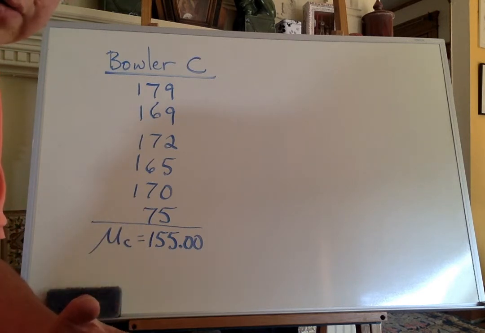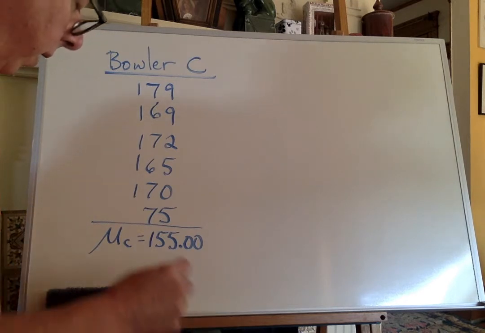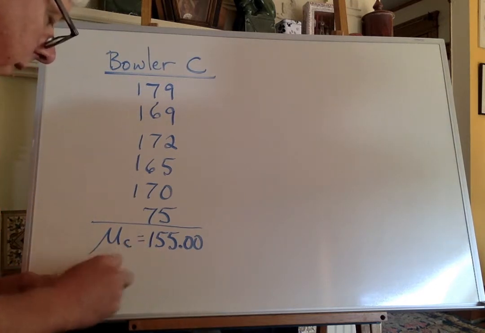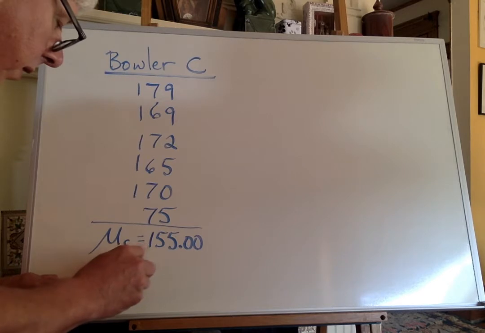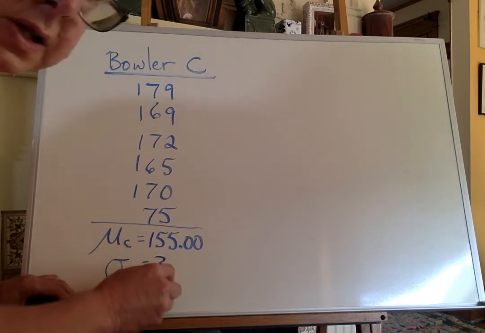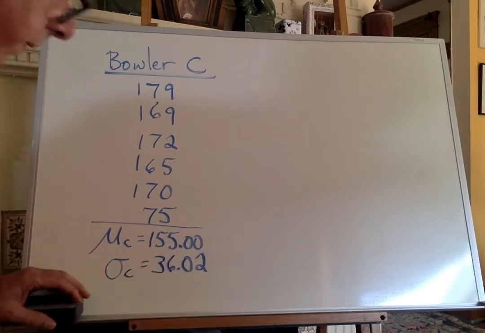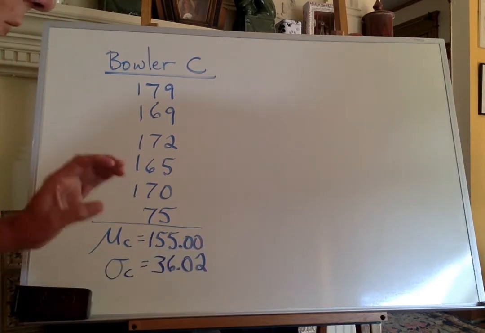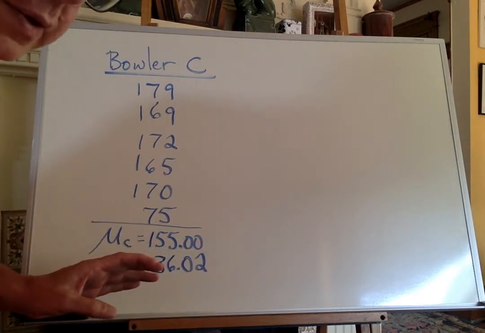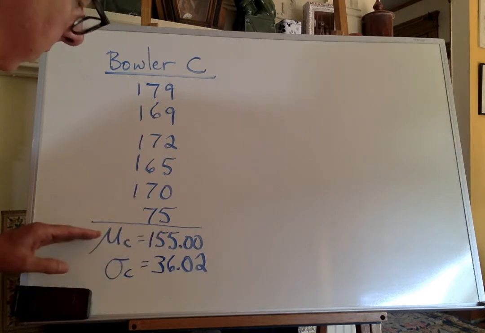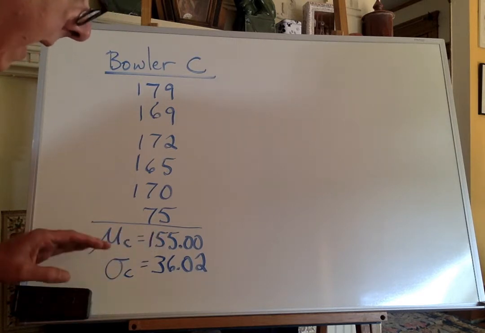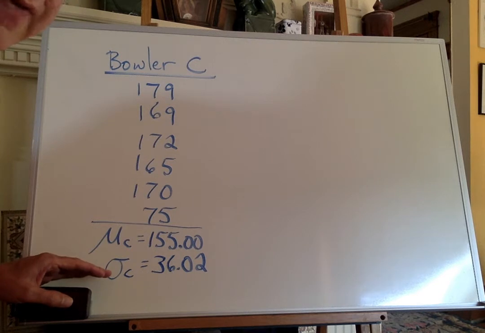Okay, so hopefully it went well, and hopefully you got a standard deviation of 36.02. Okay, what we're saying here is that the mean is 155. The average amount that scores deviate from the mean is 36.02.